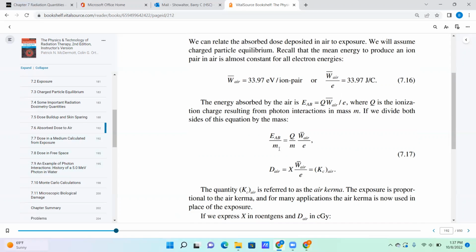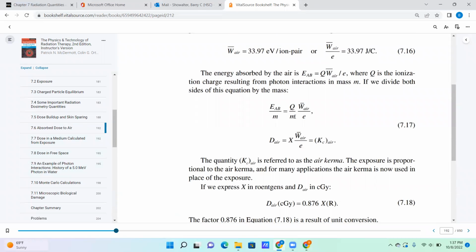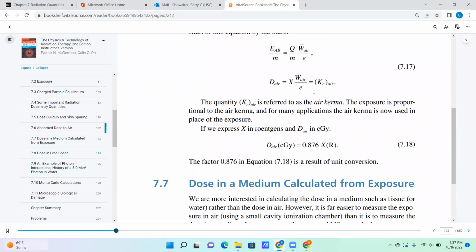If you divide both sides of the equation by mass, then what you come up with here is Q over m, which, if you remember back, is going to be X. So the dose in air, which remember is going to be the joules per kilogram, is the exposure times this relationship, which is going to be air kerma. So you've got air kerma here, and that's going to be related to the dose in air. The air kerma is now used in place of the exposure.